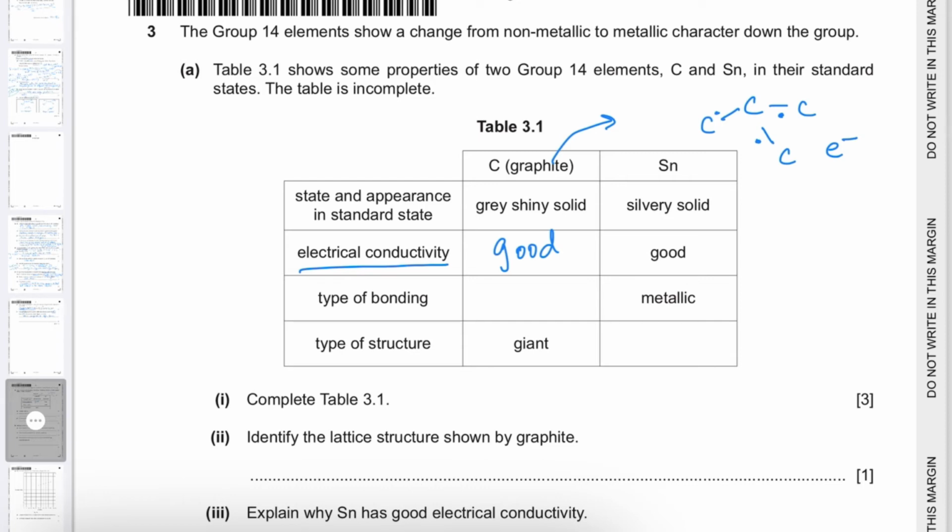The type of bonding in graphite is covalent, since graphite is a non-metal, and the type of structure in tin is a giant lattice.